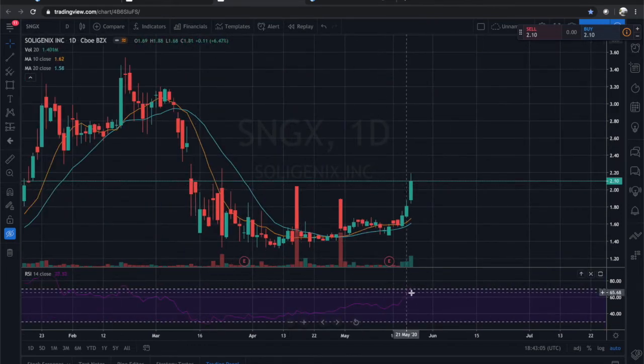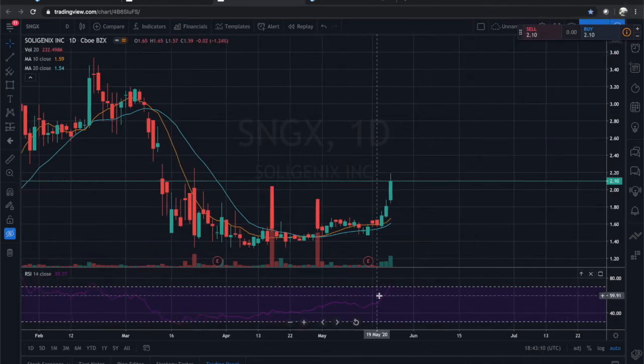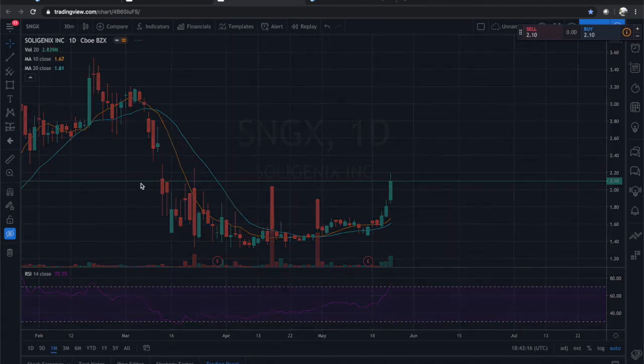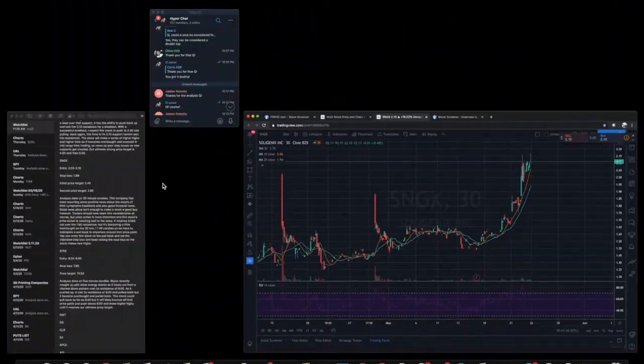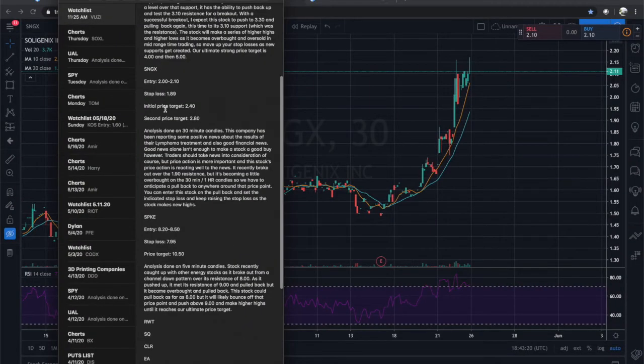Now the stock is starting to go into overbought territory, but it's not too overbought. So you may see some fluctuations in this stock before it moves its way fully up. So let me go ahead and pull up the analysis that we made for the stock. And that was our entry of $2 to $2.10, and then the price target. So with that being said, why is that our entry?